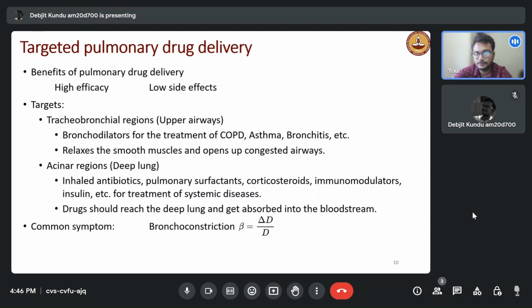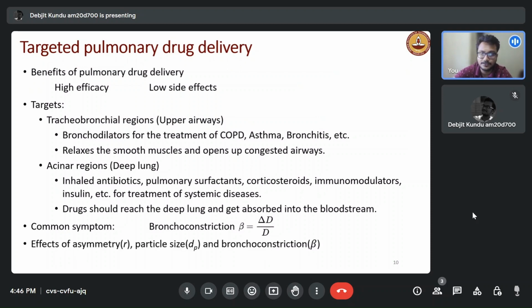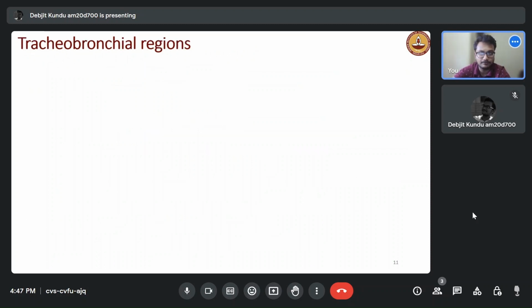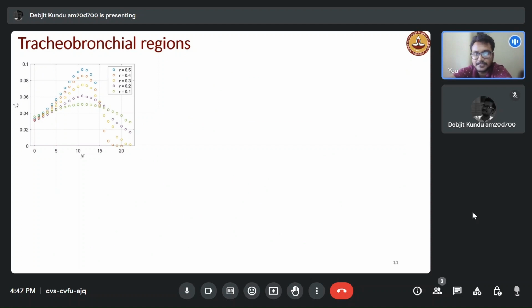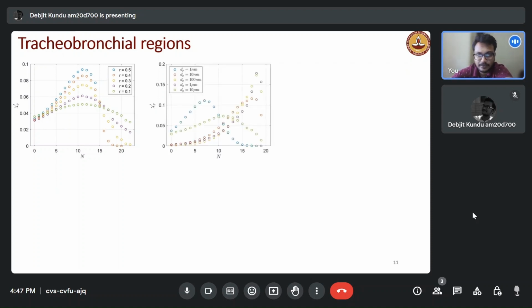So one common symptom which is seen in most lung diseases is bronchoconstriction, that is narrowing of the airways, and that is characterized by this parameter beta as shown here. So what we now do is we look at the effects of asymmetry, particle size, and bronchoconstriction on the regional deposition. So this figure shows the regional deposition versus the generation number n and the effect of asymmetry on it. We can see that with increasing asymmetry or decreasing R, the deposition in the upper airways decreases and that in the lower airways increases. Now we will look at the effects of particle size on regional deposition.